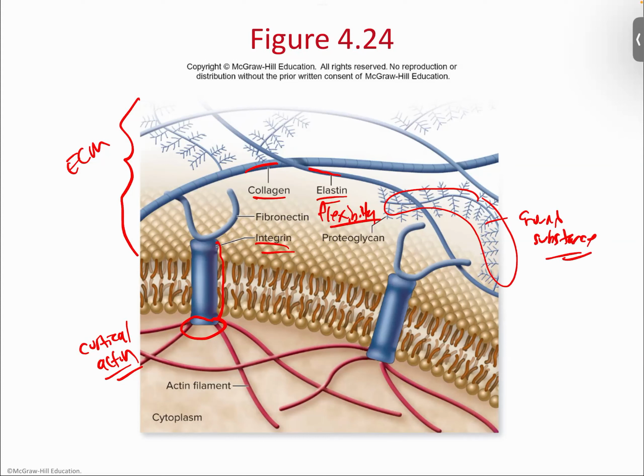But remember, your collagen is your tough fiber, your structural fiber. So what your cell does is it creates another protein called fibronectin that's designed to latch onto your collagen. What this does is stabilize you. It anchors your cytoskeleton to your extracellular matrix.